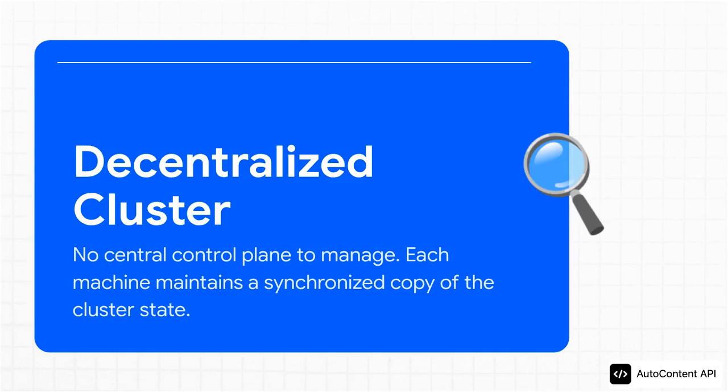So here's that crucial piece, the decentralized cluster. You gotta forget the old model where you have one master server bossing all the other ones around. Why? Because that's a single point of failure. In this world, every single machine has a synchronized copy of the system's state. If one machine goes offline, the rest of the cluster doesn't even blink. There is no central brain to fail, and more importantly, no central brain for you to have to manage and maintain.